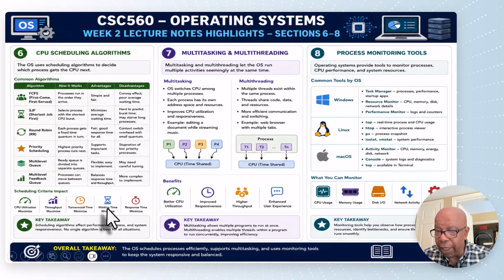Schedule criteria impact: CPU utilization is maximized, throughput is maximized, turnaround time is minimized. Okay. Key takeaways: scheduling algorithms affect performance, fairness, and system responsiveness. No single algorithm is best for all situations. Key point. Okay, so 8, process monitoring tools.